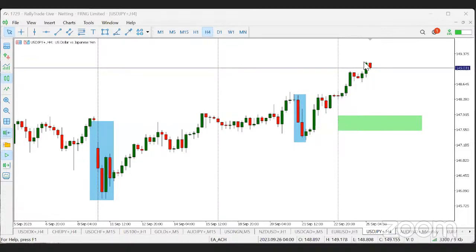So what we'll do is wait for a retracement down before we proceed with our buying. On USD JPY, I do not have any entry. All I would suggest is that we wait for the market to drop. I want to see a massive drop on USD JPY before we jump in to buy.